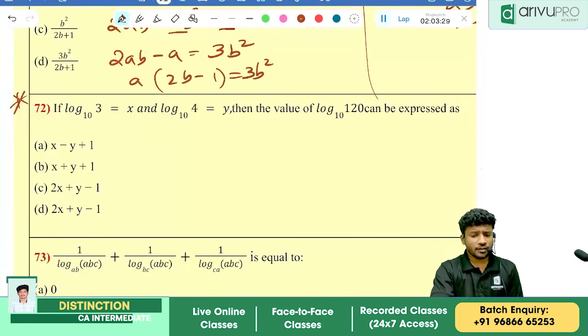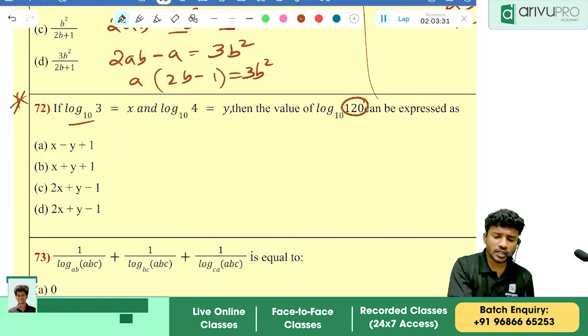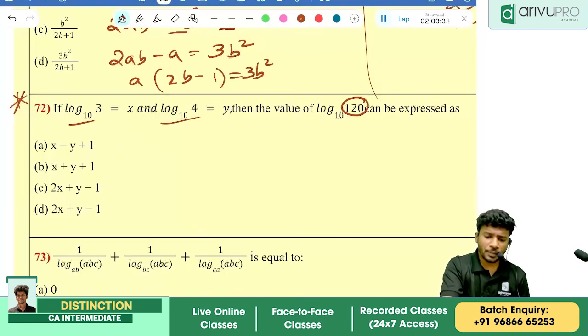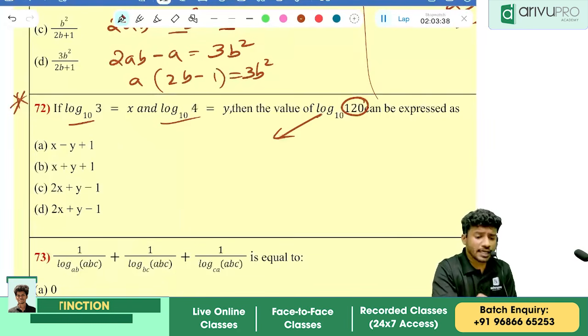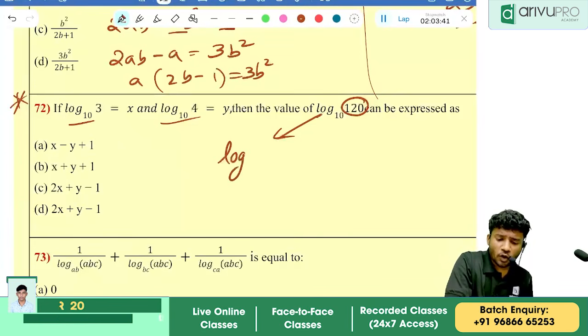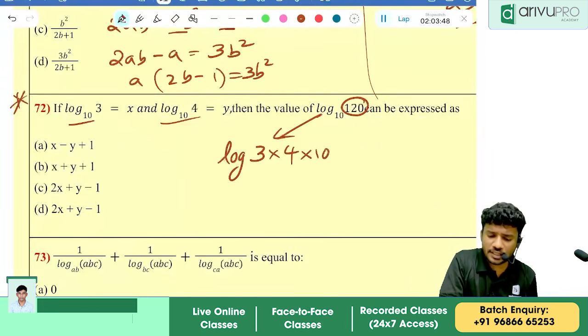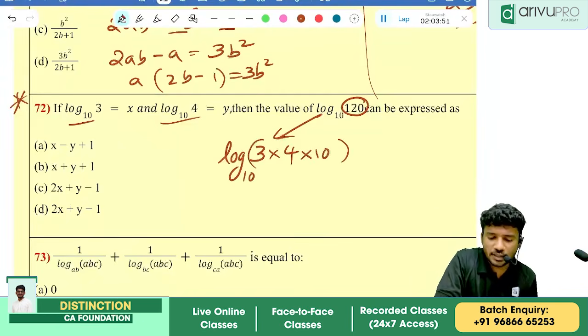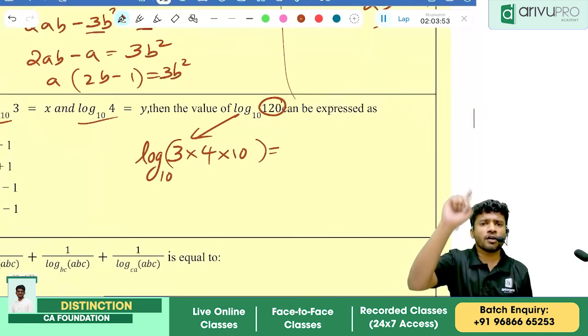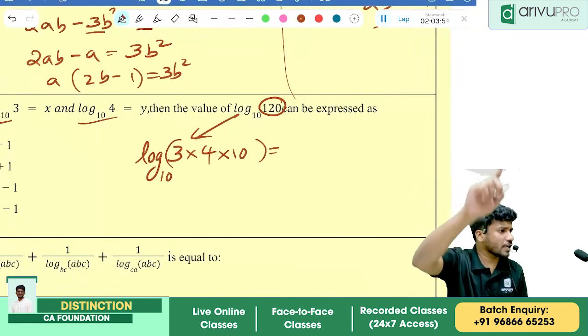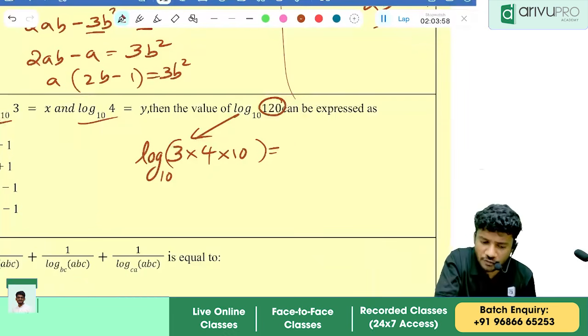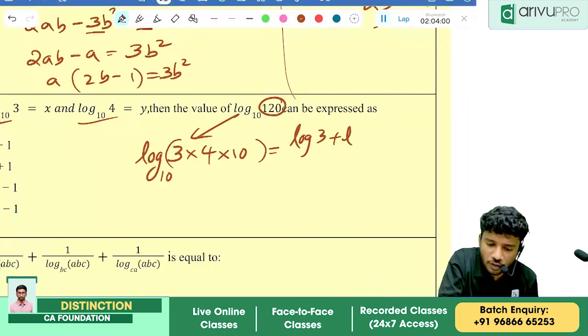Next one, of the repeated pattern. We need to find the value of log 120 when log 3 and log 4 are given. So people, how can I write log 120 in terms of 3 and 4? I will write something like this. Log of 3 into 4. 3 into 4 is how much? 12. Then what else we require? 10 is required, to the base 10. Which is equal to, people, log of a into b into c is what? Log of a plus log of b plus log of c. Log of 3 plus log of 4 plus log of 10.